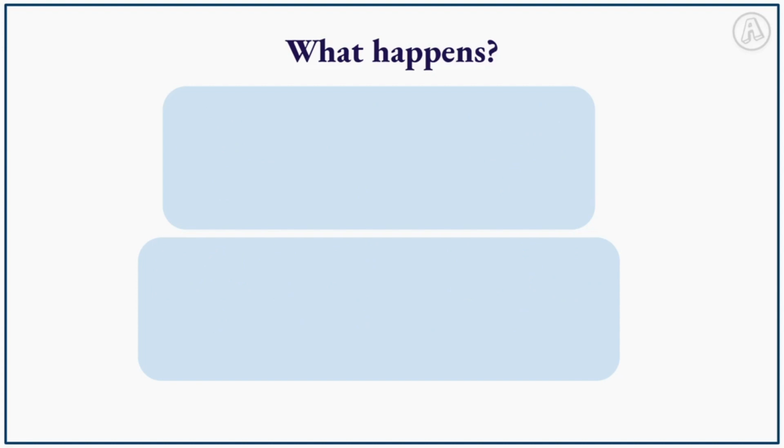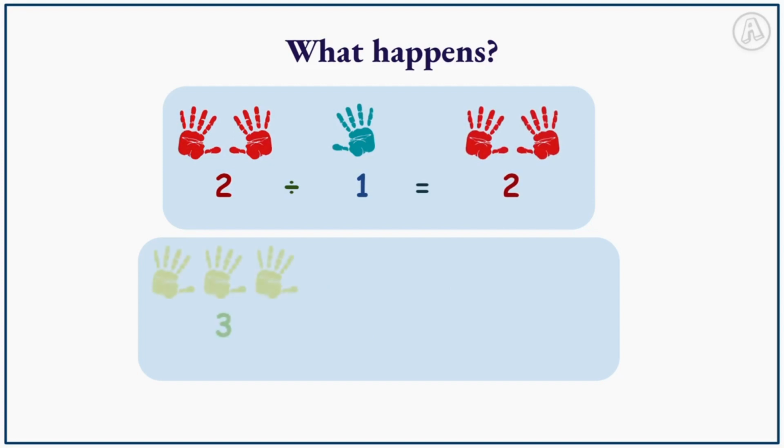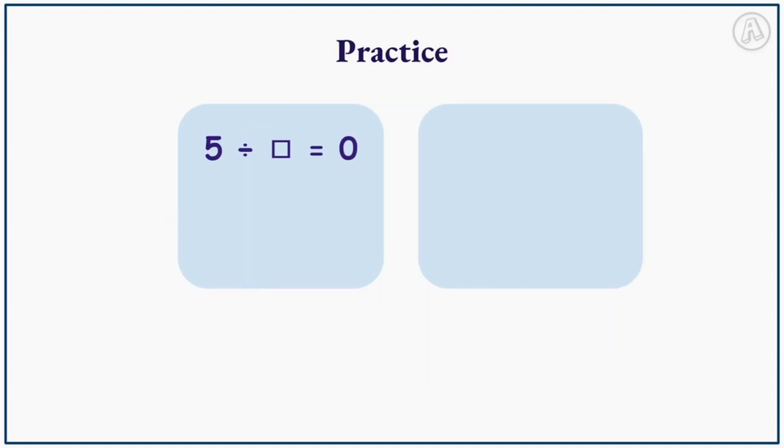Let's see if this is true for division. 2 divided by 1 equals 2. And 3 divided by 1 equals 3. So multiplying or dividing by 1 does not change the value of our answer. This means that 1 is an identity element of multiplication and division.